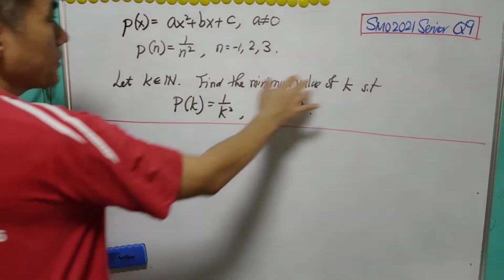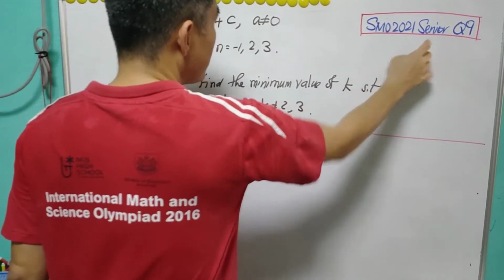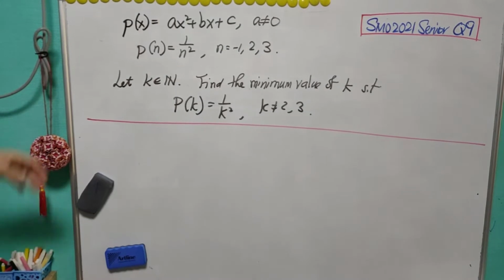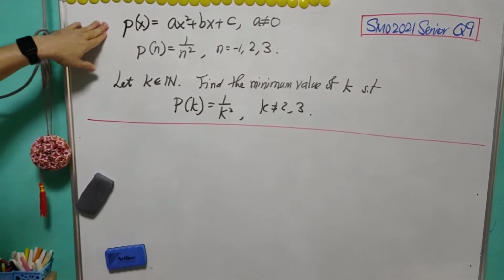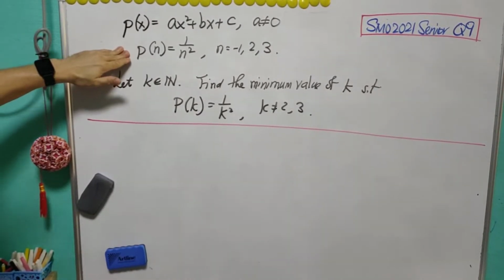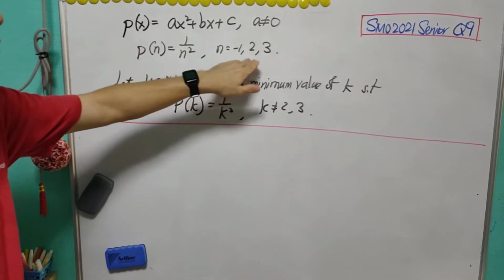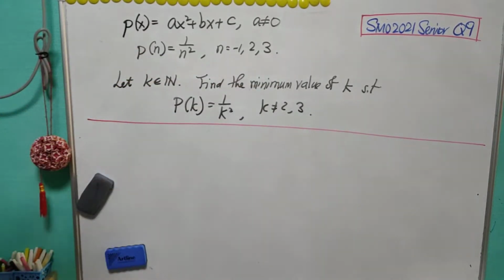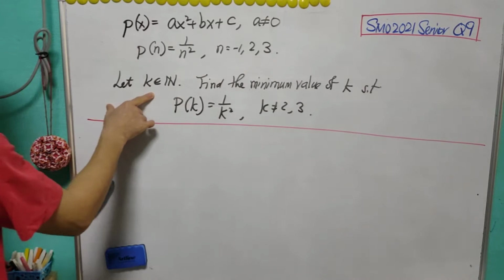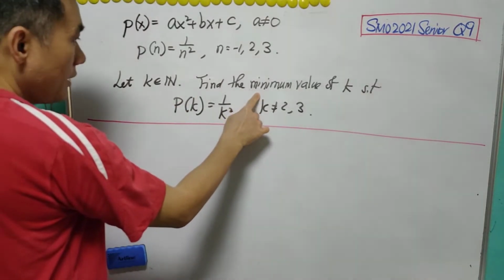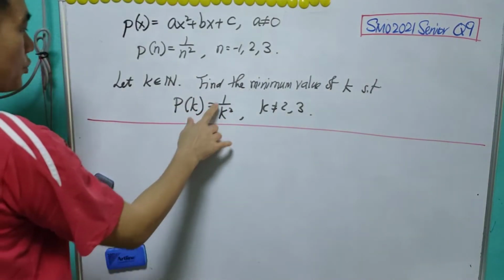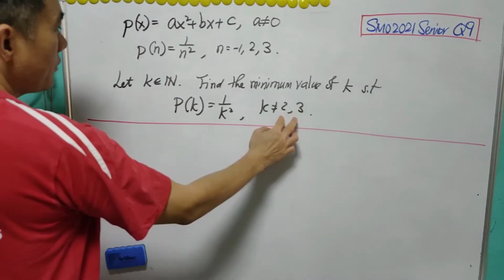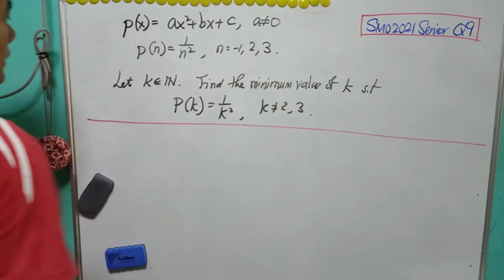This question comes from SMO 2021 Senior section, question number 9. Given that P(x) is a quadratic polynomial, given that P(n) equals 1 over n squared for n equals -1, 2, and 3. Now, suppose k is a positive integer, find the minimum value of k such that P(k) equals 1 over k squared. Definitely we do not want k to be 2 and 3 again.